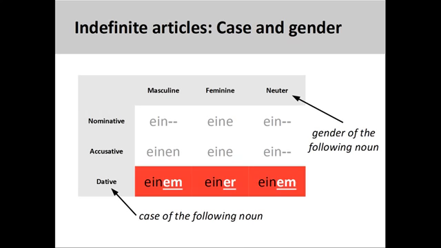The endings for possessive adjectives are the same as those found on indefinite articles. These endings indicate the case and gender of the noun that follows. For example, the dative masculine ending is em, the dative feminine ending is er, and the dative neuter ending is em. Note that the dative masculine and neuter endings look the same.